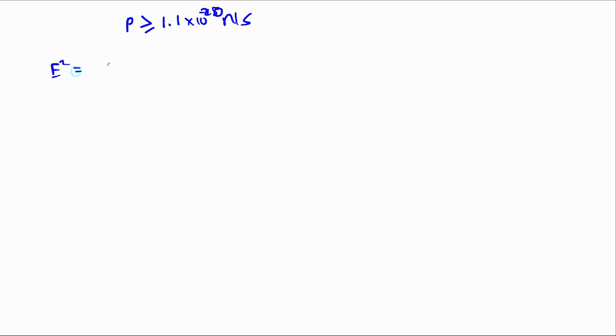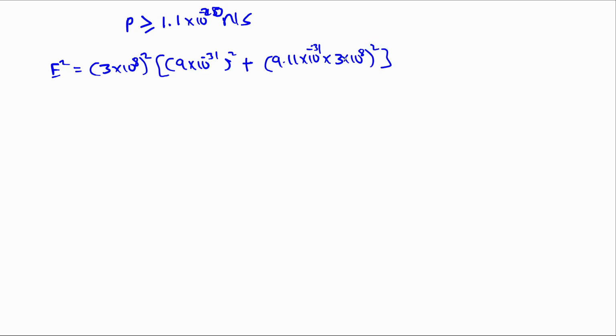Now if we substitute in that equation, we can write E square is equal to 3 into 10 to the power 8 whole square into the bracket 9 into 10 to the power minus 31 whole square plus 9.11 into 10 to the power minus 31 into 3 into 10 to the power 8 whole square. If we solve this, we get E square is equal to 3 into 10 to the power 8 whole square.